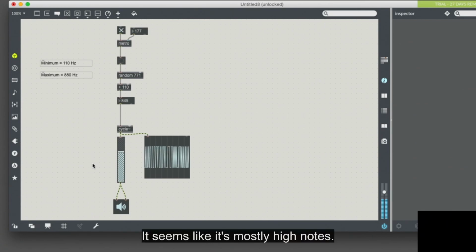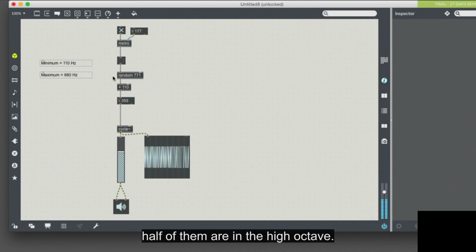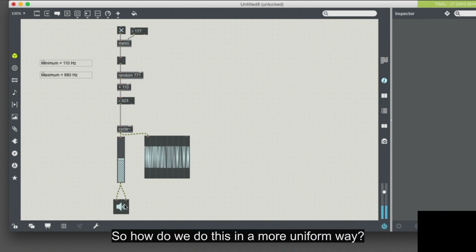But it seems like it's mostly high notes. And that's because it's picking a linear, again, this is a uniform probability distribution. So each linear frequency is equally likely. And of this range of 770 hertz, half of them are in the high octave, more than half. So how do we do this in a more uniform way?